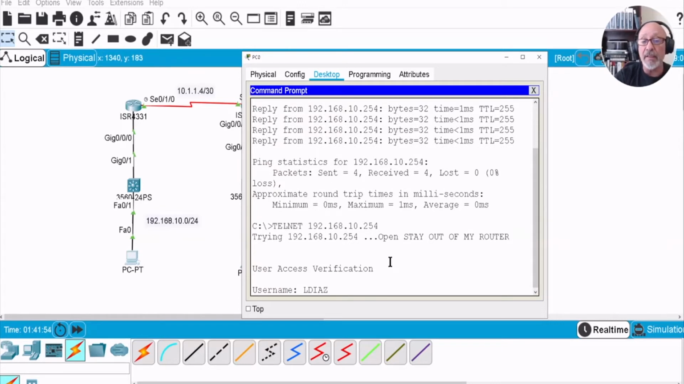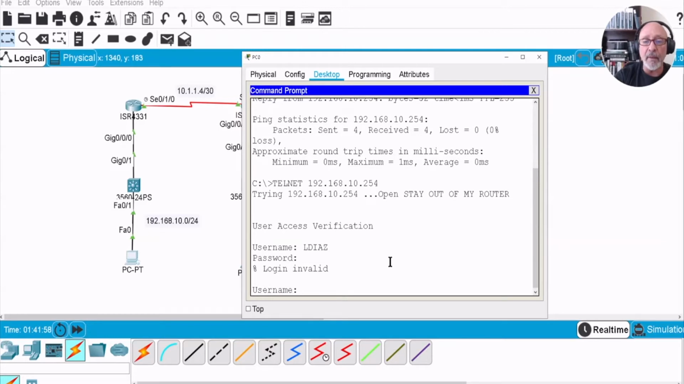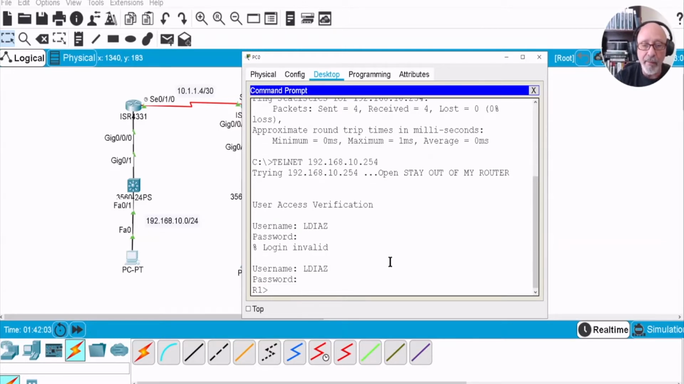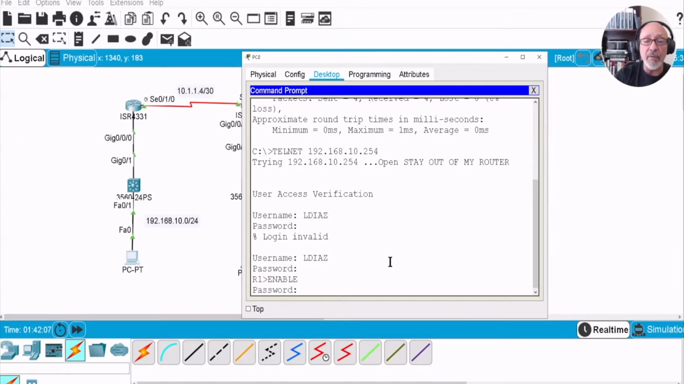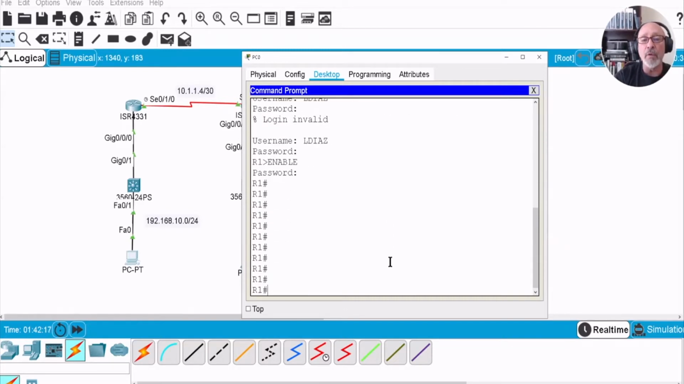Username, LDS, login local. Password, Cisco. Okay, sorry, I mistyped. CISCO. There you go. Enable. Password is student, because it's the secret. And now we're in. We're inside our router using Telnet. So let's exit out of there.